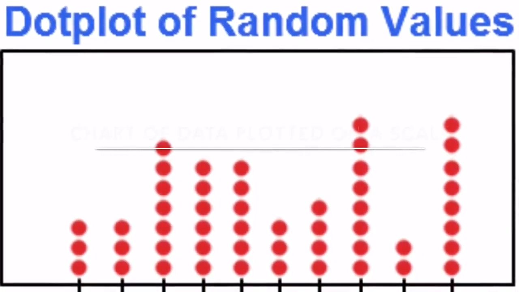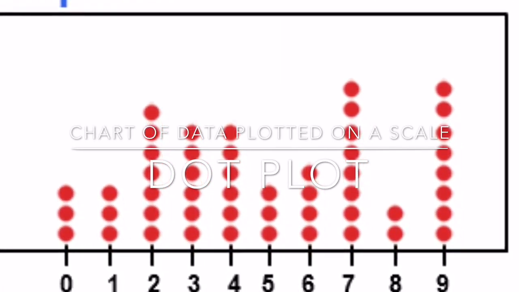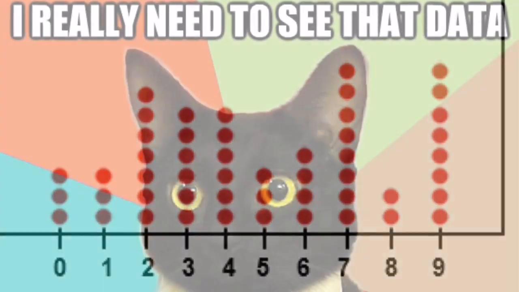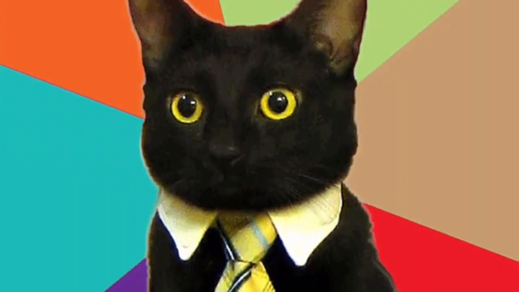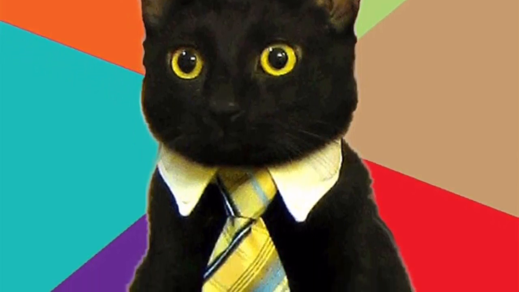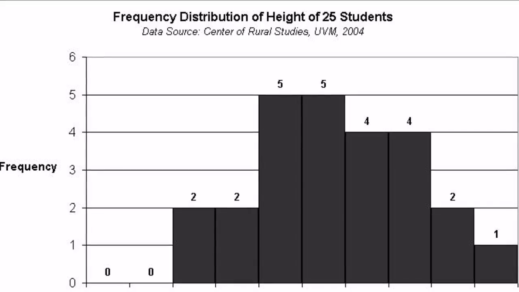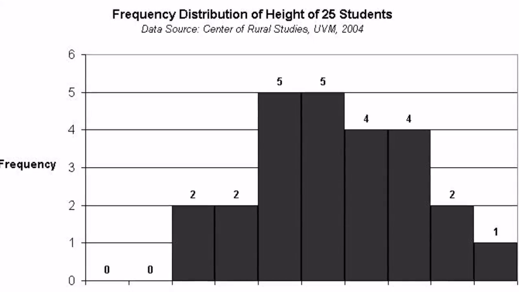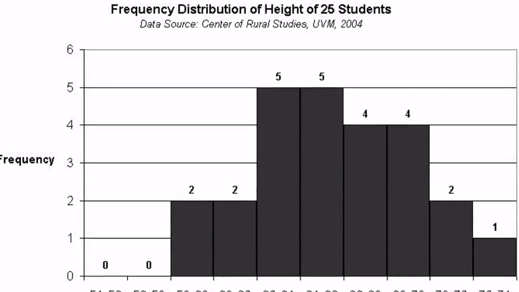Okay, Mr. Soohoo, now a dot plot is a chart of data plotted on a scale, as you can see from the example above. A box plot is a distribution of data based on the 5-number summary: minimum, first quartile, median, third quartile, and maximum. Okay, Mr. Soohoo, now this is a histogram, the distribution of numerical data, an estimate of the probability distribution.